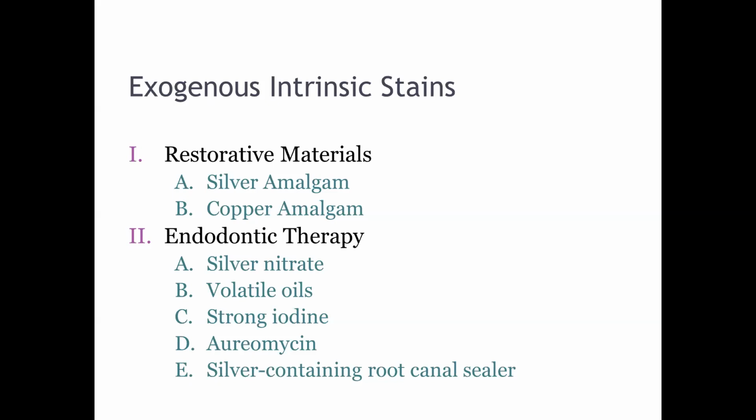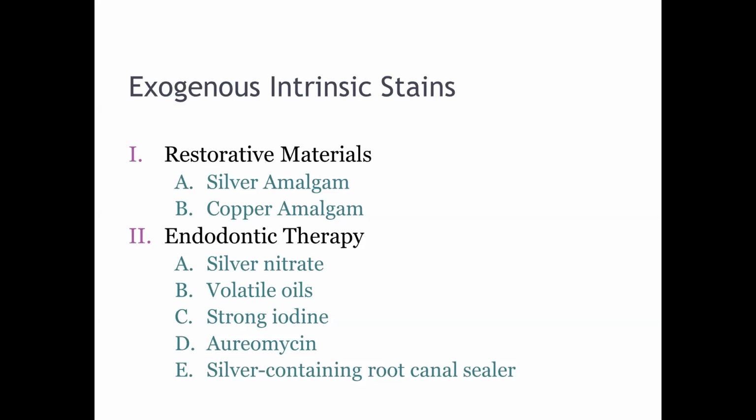One of the restorative materials that can create an exogenous intrinsic stain is the silver amalgam. And that can impart a gray or a black discoloration to the tooth surface. Metallic ions migrate from the amalgam restoration into the enamel and the dentin. Then silver, tin, and mercury ions eventually contact the debris at the junction of the tooth and the restoration, and they form sulfides, which are products of corrosion. So that's the silver amalgam.